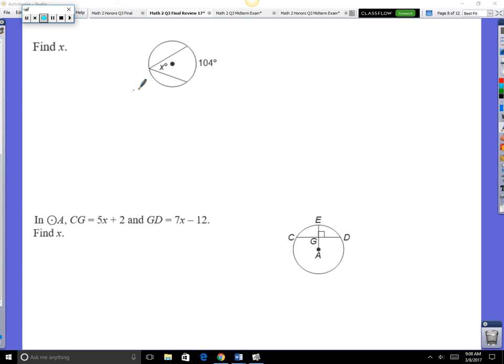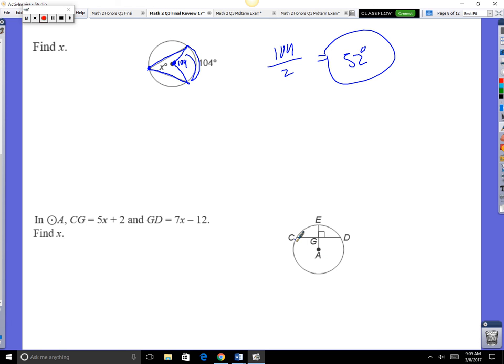Alright, so we've got to find angle X. Now, this arc measures 104. So if you were to pull from the center and make that arc, that central angle would also be 104. But if you're pulling from the circle and you're making that same arc, it is going to be half of the measure of the arc. So if the arc is 104, do 104 divided by 2, and that's 52. So that means angle X is going to be 52 degrees.